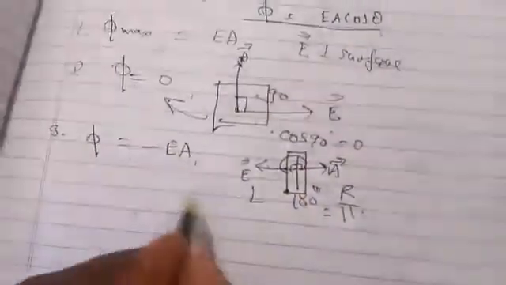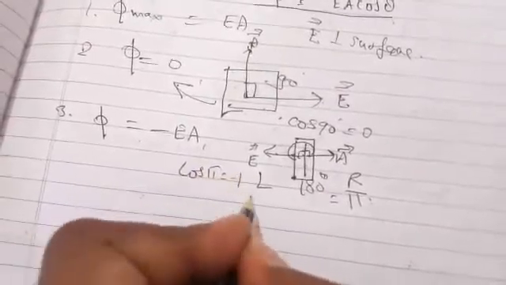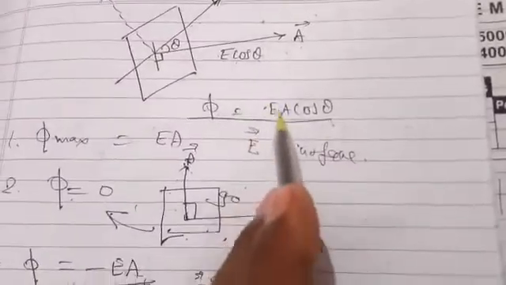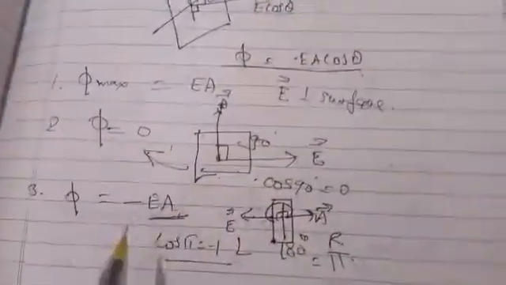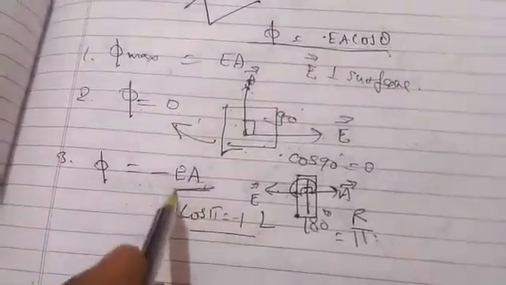In this case we know that cos pi is always equal to -1. If you remember the formula of electric flux, EA cos theta, with theta equal to pi, meaning 180, cos theta gives you -1. That's why the flux will become negative.